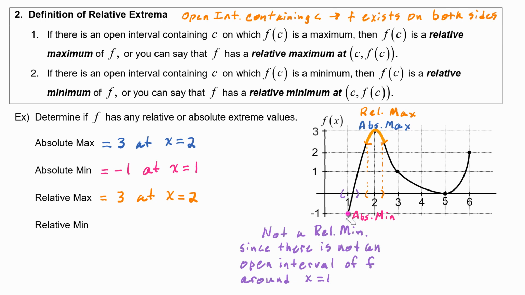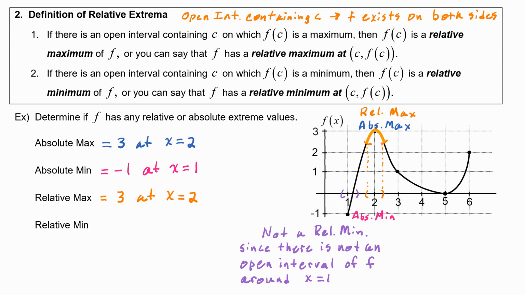So this is an absolute min, because the requirement to be an absolute min is you just have to be the smallest y value there is. And that's certainly true. y equals -1 is the smallest y value on the whole entire interval. That's why it's an absolute min. It's not a relative min, since we can't make an open interval of f around x equals 1. There's no function over here on the left.